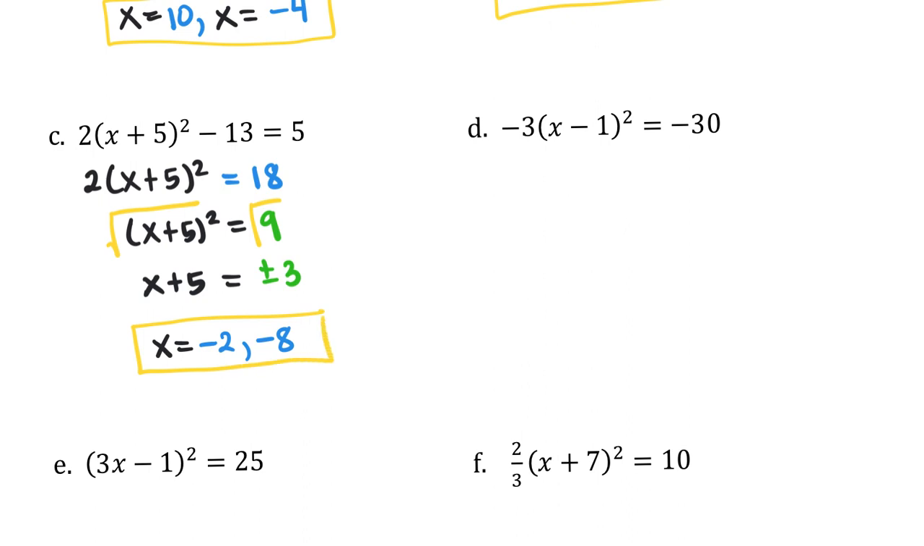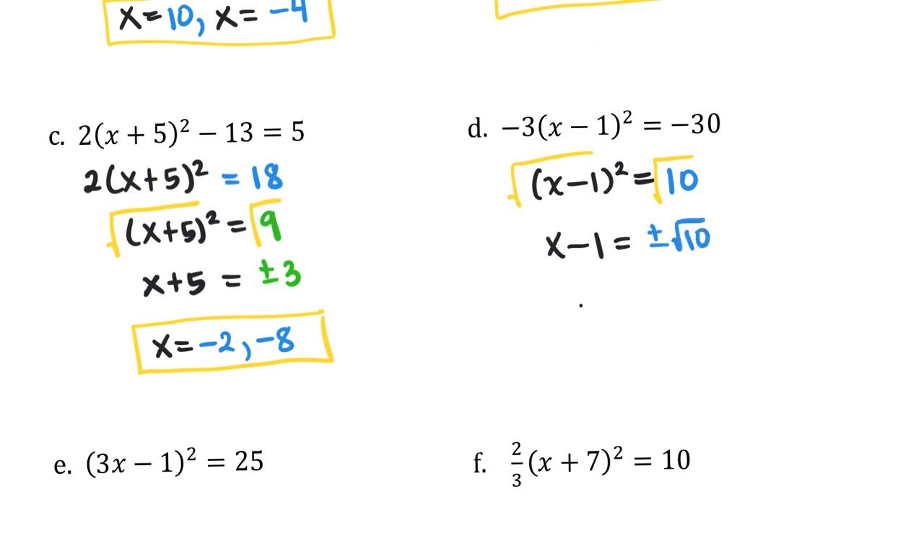Okay, let's look at D. Okay, I see this is the thing being squared. I don't want this here, so I'm going to divide by negative 3. If I do negative 30 divided by negative 3, I get positive 10. Are we ready to square root? Yep, we are. X minus 1 equals the square root of 10 is irrational. Does it simplify? No, so positive negative square root 10.